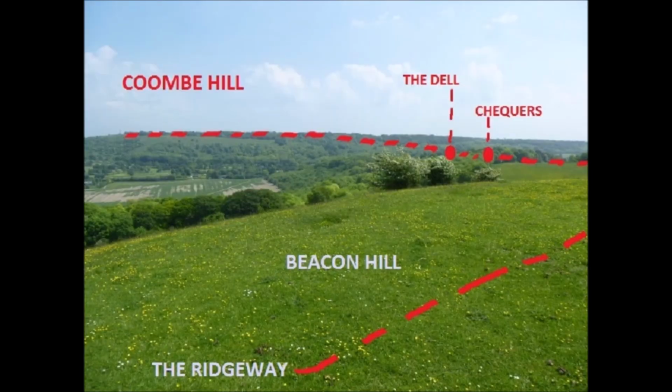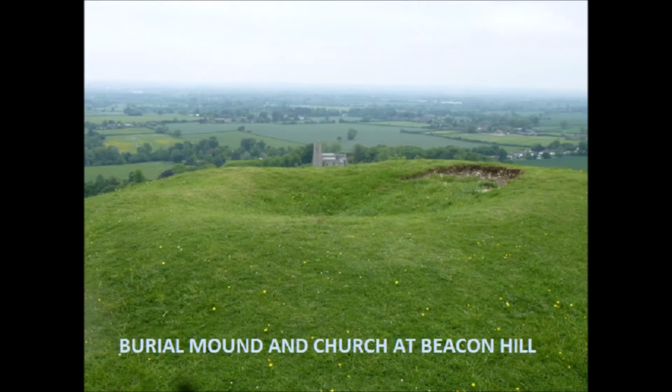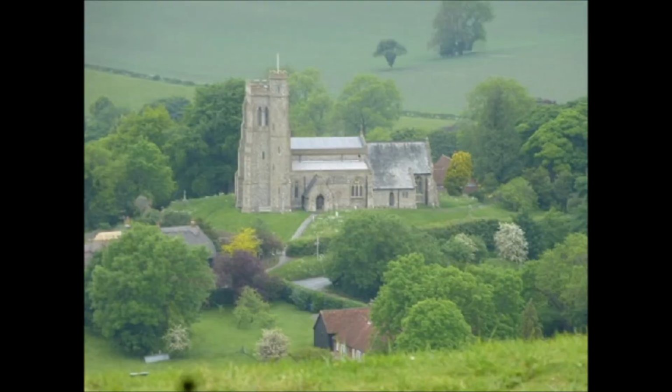And then again you can see this chalice shape looking from Beacon Hill the other way. Then on the front of Beacon Hill we have this circle. There's the little burial mound there. The church is directly down below. There's the church looking from a different angle, and the burial mound. There's the church.